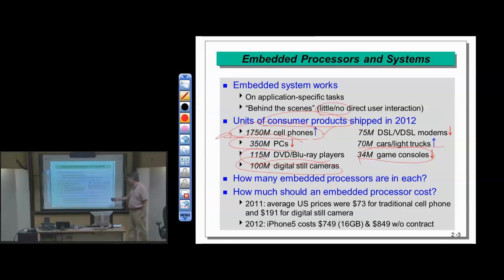All right, now how much should an embedded processor cost? Depends on the application. Let's take an example: a traditional cell phone from 2011, $73 for the entire phone. $7? How'd you get there? Well, this is a traditional cell phone, 2 cores. One for the real-time stuff, speech compression, and so forth. This is 2G. Think old school. That's the retail cost.